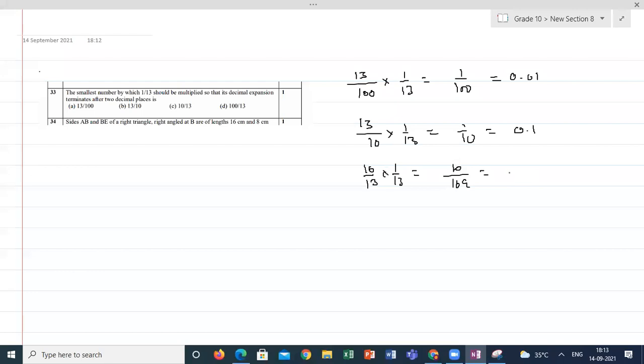I can't say it is a decimal expansion because 169 won't divide it evenly. It will take more than two decimal places. Even 100 by 13 into 1 by 13 is also 100 by 169. So these two options are not correct. Here, with two decimal points, only then it is terminating. So the first is the right option.